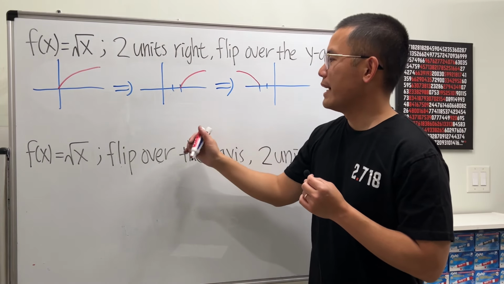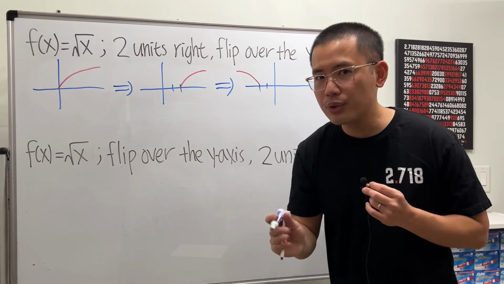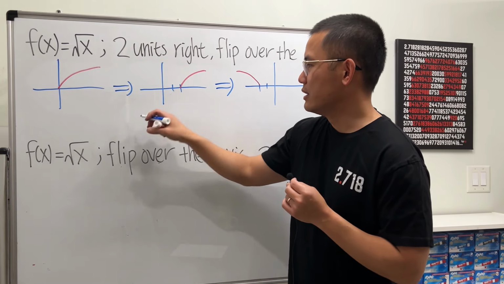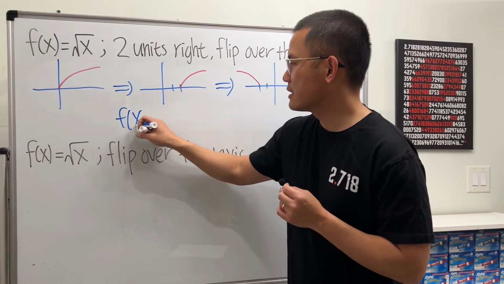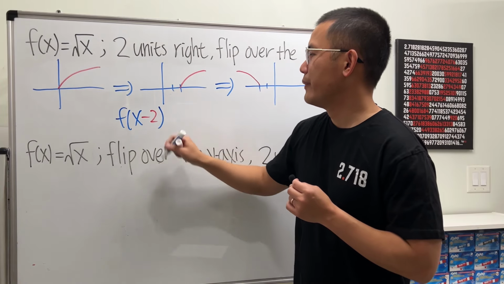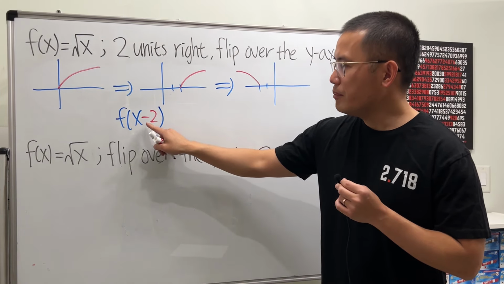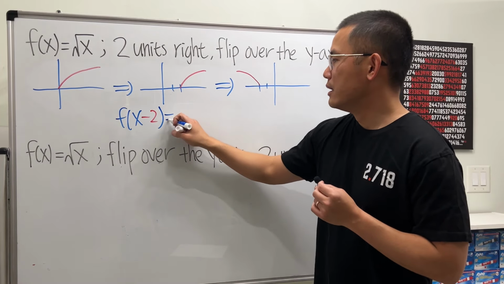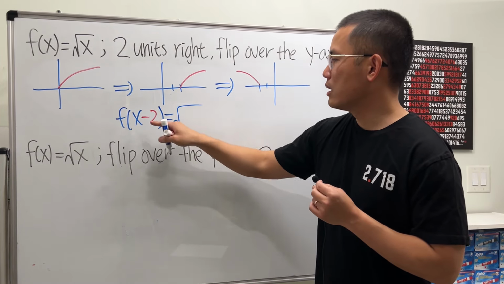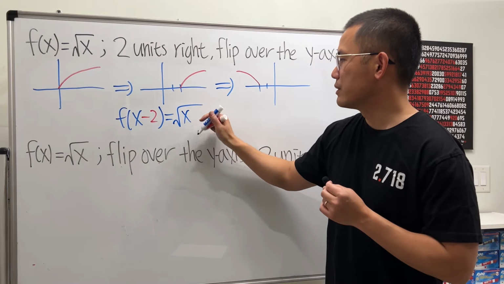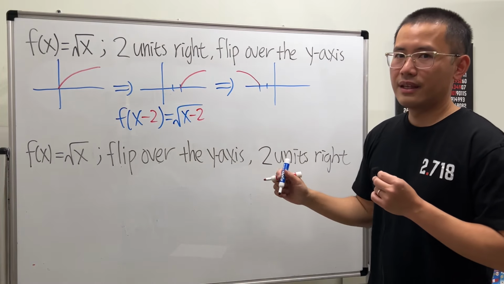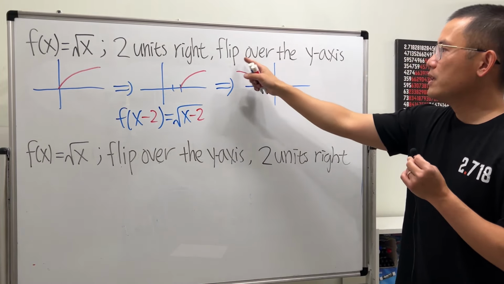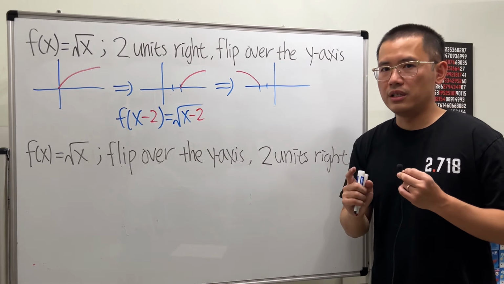2 units to the right, you just subtract 2 directly from the x. So this is f of x minus 2. Remember, when you subtract a number directly from the x, you move to the right. And then the equation is square root of x minus 2. Done. Now, when we want to flip over the y-axis, it's trickier.